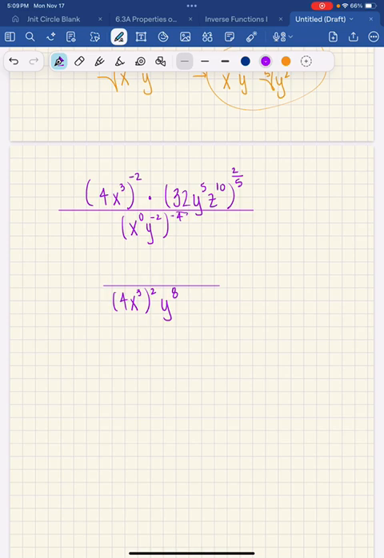Okay. 32 to the 2/5 power. This becomes the 5th root of 32 y to the 5th z to the 10th, squared. Oh my God. 5th root of 32 is 2. You'll get really good at that. The 5th root of y to the 5th is y. The 5th root of z to the 10th is z squared, and that's all going to be squared.